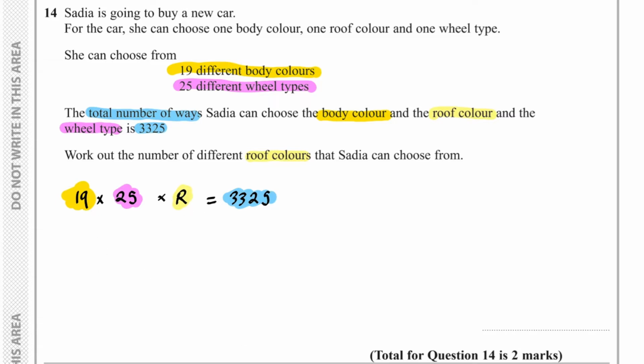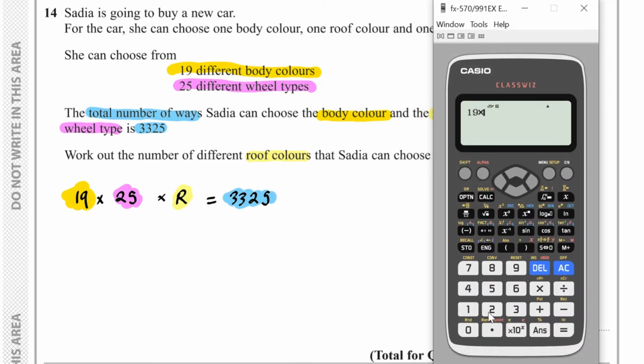So here we've got 19 times by 25, which is 475. So we've got 475R equals 3325. So if I do 3325 divided by this, turns out we get 7. So R is equal to 7.